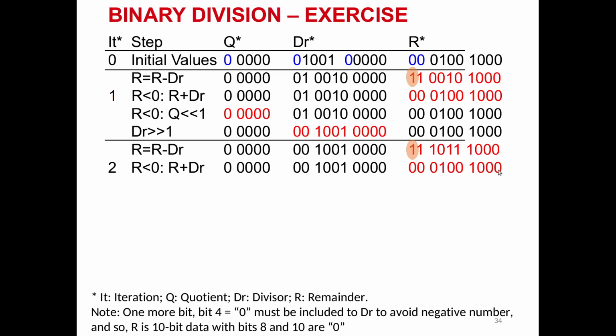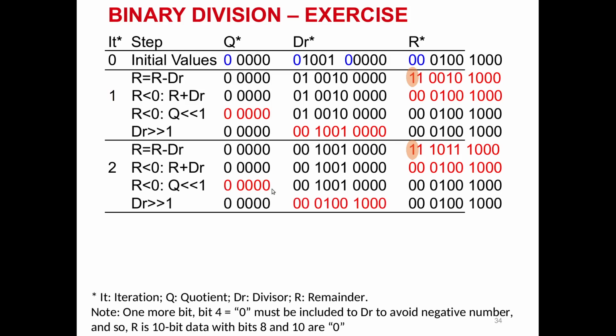We need to reverse R back to the previous value by adding R with dr. So here the previous value appears here. At the same time, we need to push one more 0 bit to the right hand side of Q, shifting all Q 1 bit to the left, and Q still keeps the same value of 0 0 0 0 0. And we shift dr 1 bit to the right, and so dr changes into 0 0 0 1 0 0 1 0 0 0. And now we move to the third step.